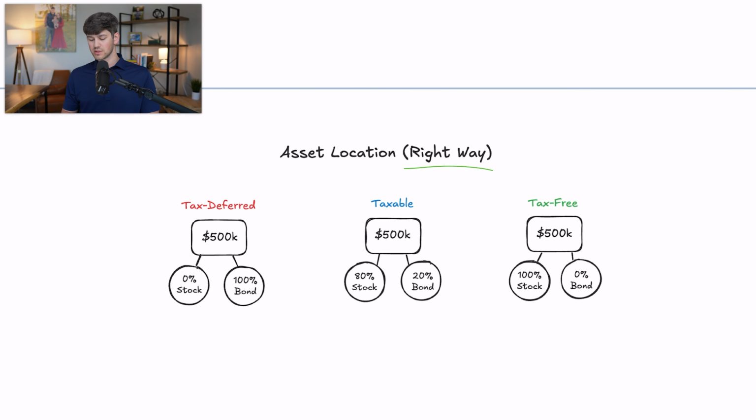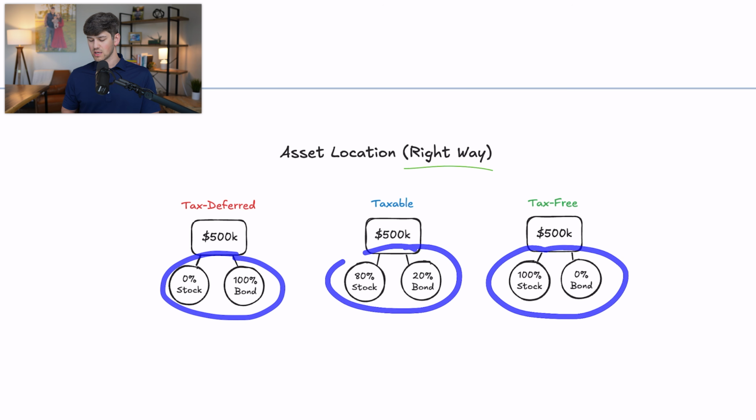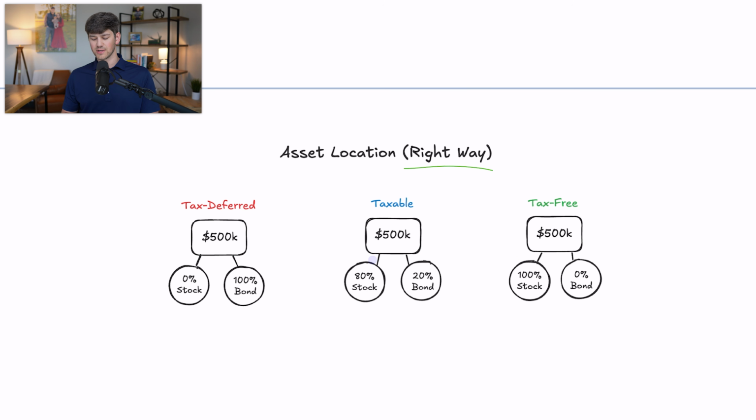So in this scenario, you can see the main thing that's different here is the fact that we have different allocations in each account type. What you notice is that within the tax-deferred account, 100% of that account is in bonds. No money is in stock in this scenario. You've got 80% of your brokerage or your taxable account on the stock side, 20% in bonds, and then 100% is going to be in the Roth toward stock.